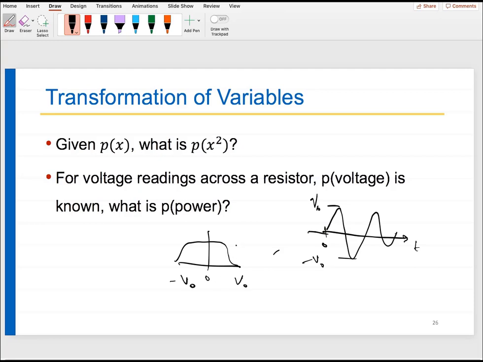I ask you, what is the density of power? What is power? Power is equal to V square by R. I know the resistance, so I want to find the density of power. So is it the same thing? Is it the same distribution? Will it have the same distribution or different distribution? One thing is for sure, it will never see negative values, right?